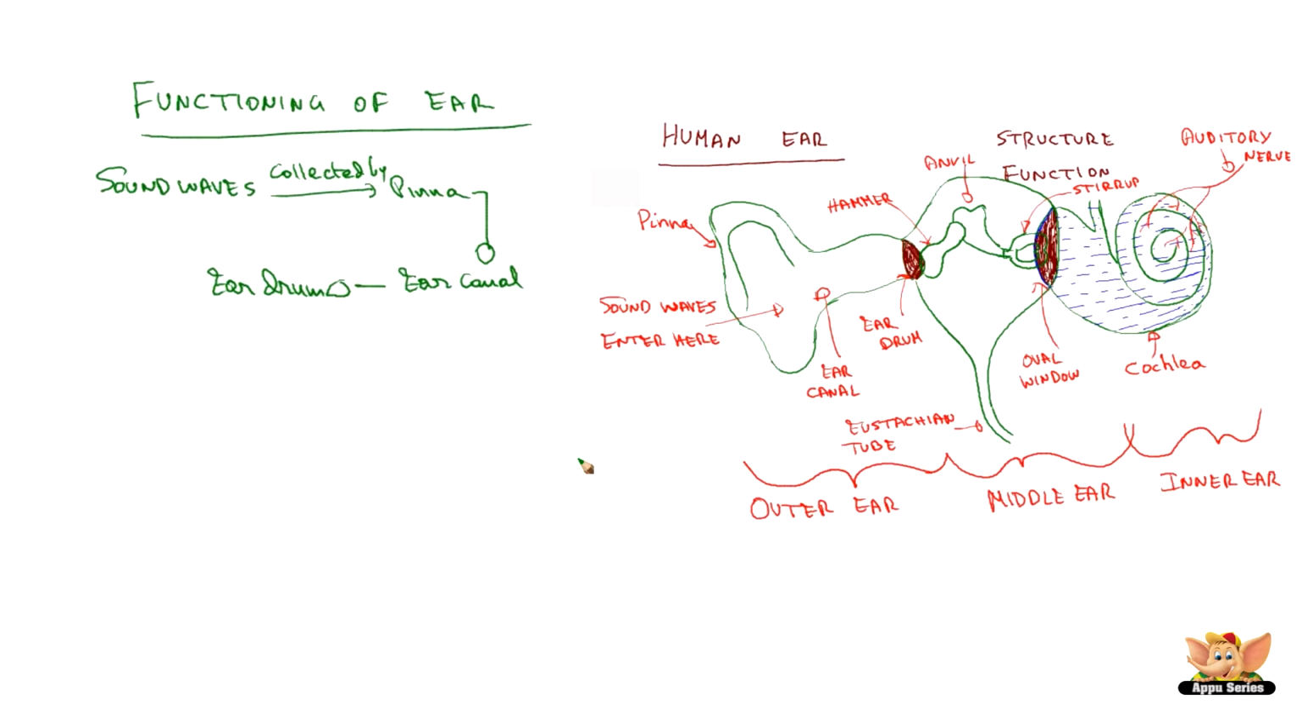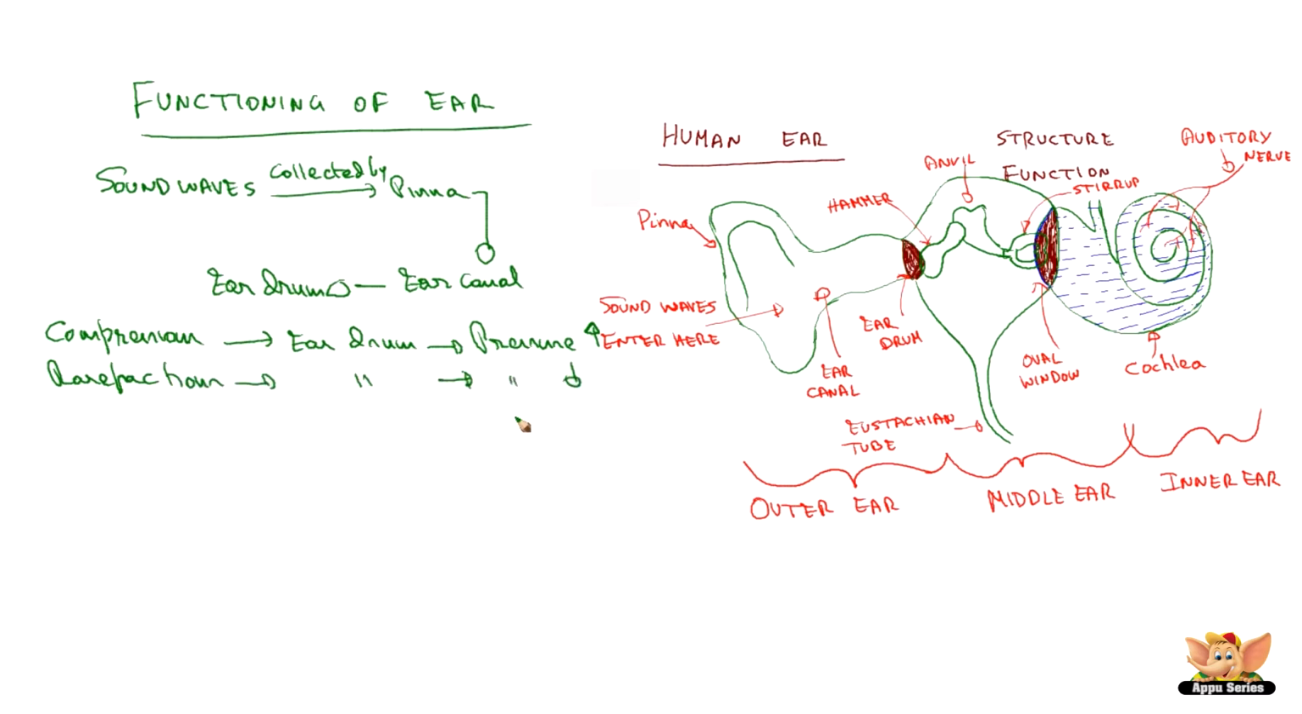Now once it is done, what happens? The sound waves have got 2 types of vibrations, compressions and rarefactions. So what do these compressions and rarefactions do to the ear? When compression strikes the eardrum, what happens? The pressure outside the eardrum increases. When rarefactions strike the eardrum, the pressure decreases.